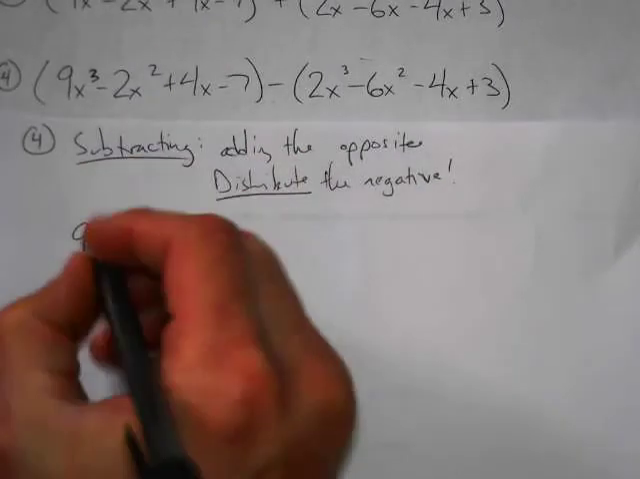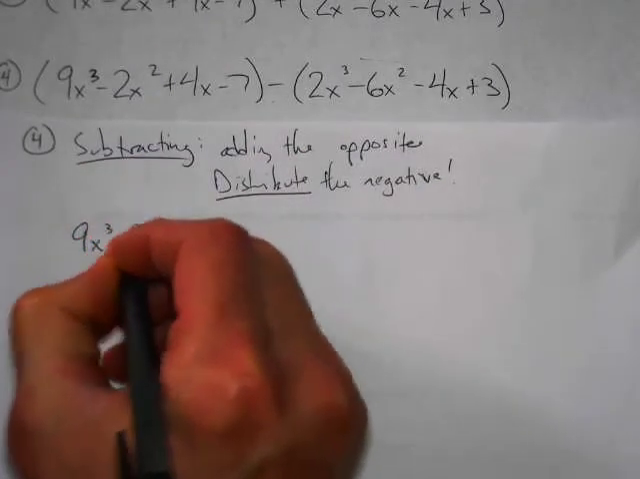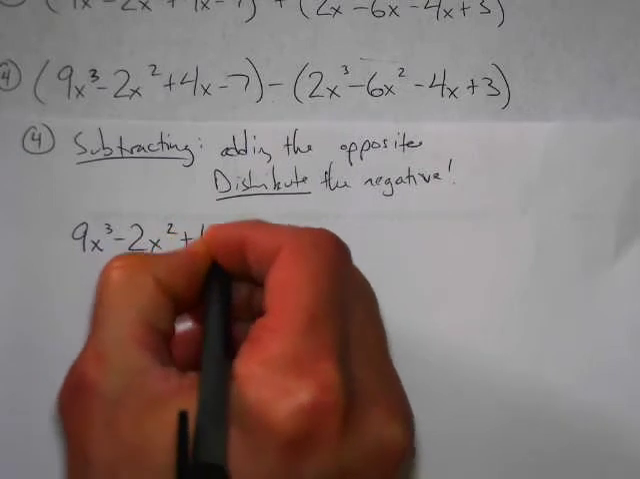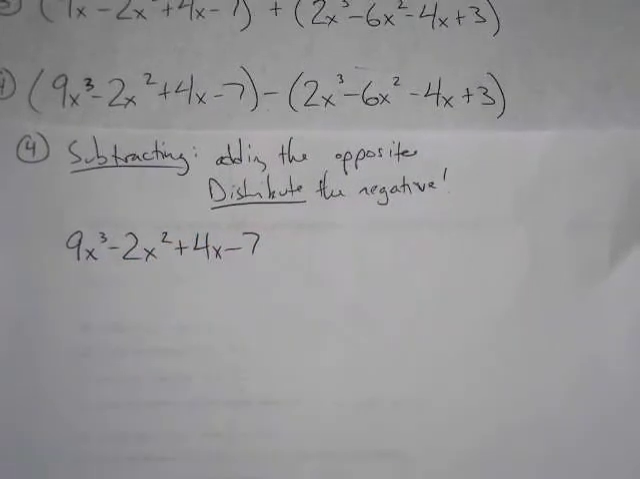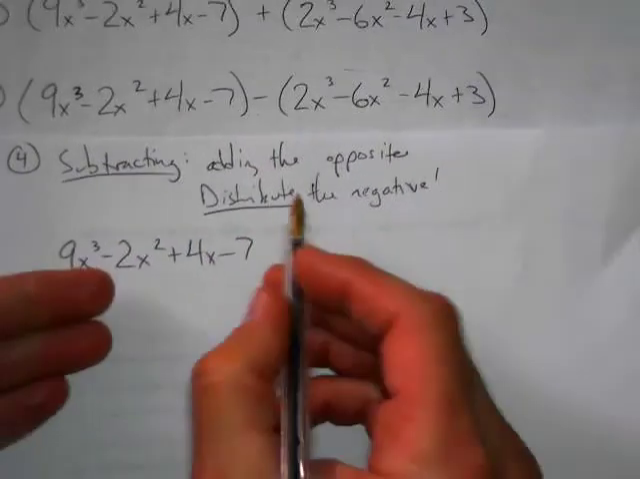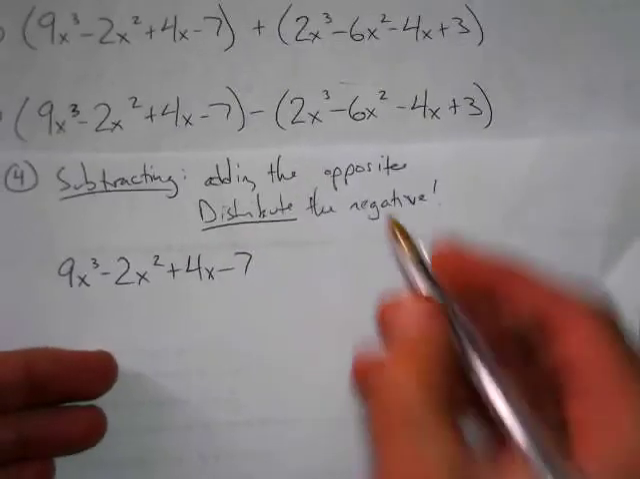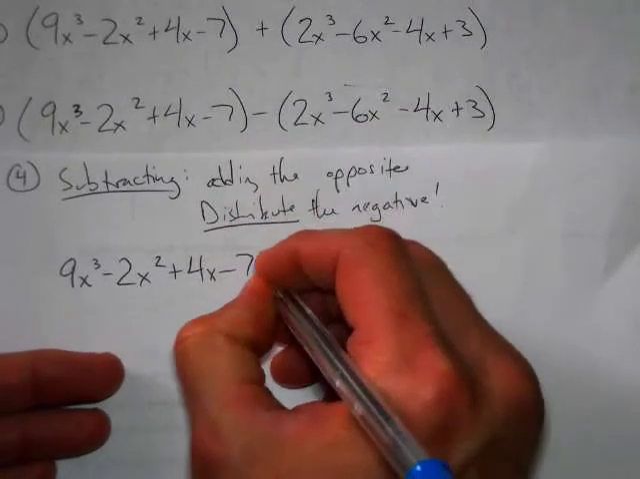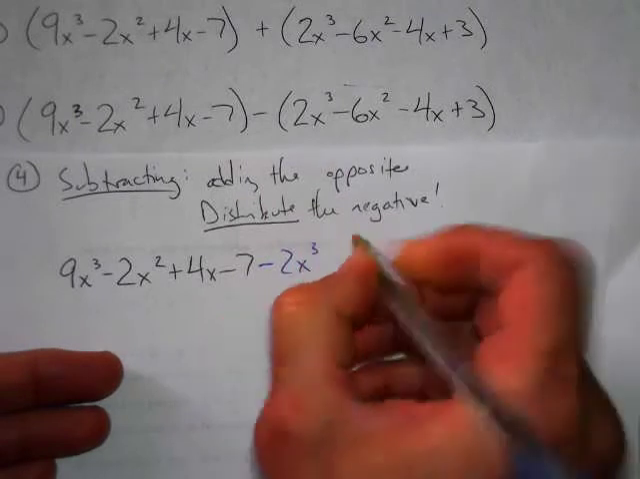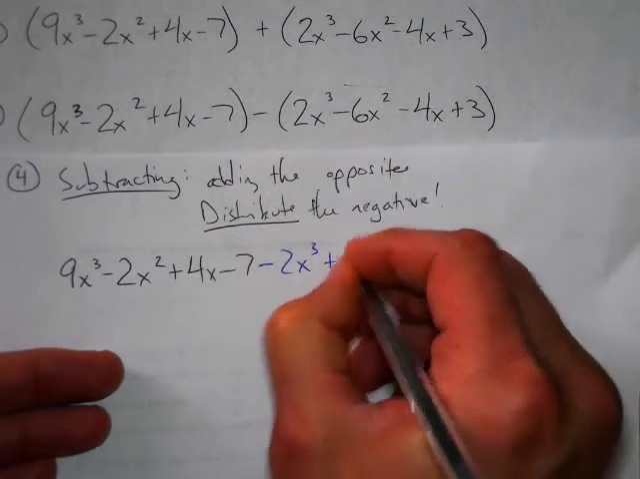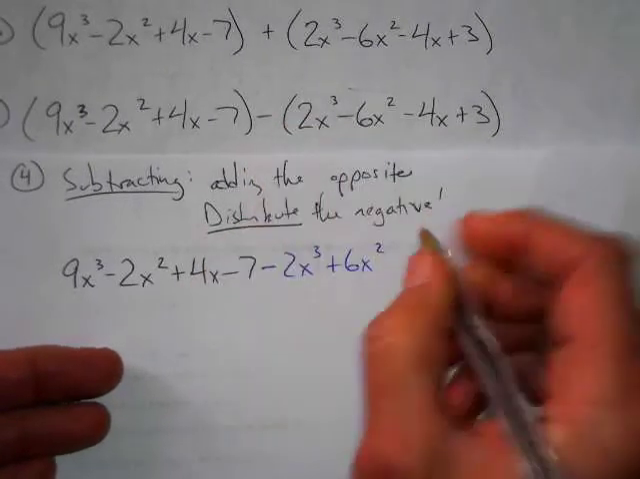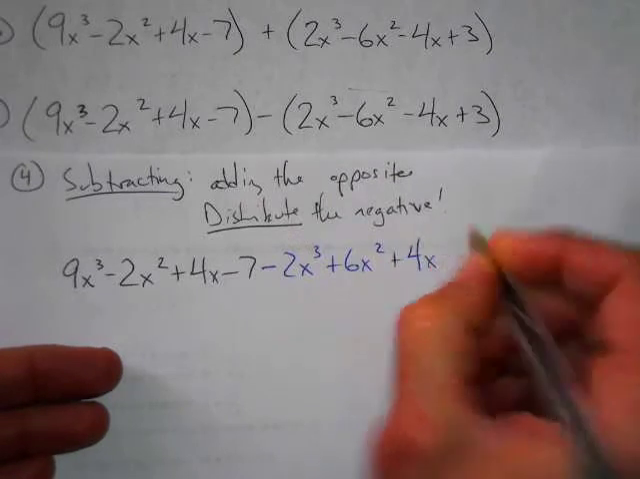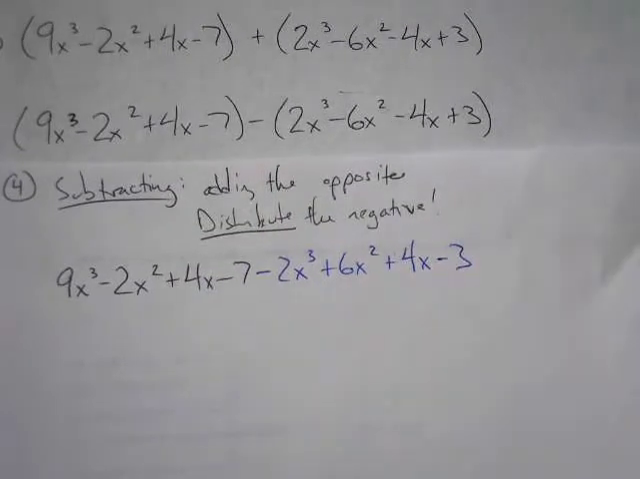Okay, so the same two polynomials, now we're going to subtract them. So I have the first one, 9x to the third power minus 2x squared plus 4x minus 7. And now I'm going to subtract the second one. I'm going to add the opposite or distribute the negative. So I have now a minus 2x to the third power. I now have a plus 6x squared. I now have a plus 4x and a minus 3. And now I am ready for the distributive property. Okay, so that's how that is going to work.